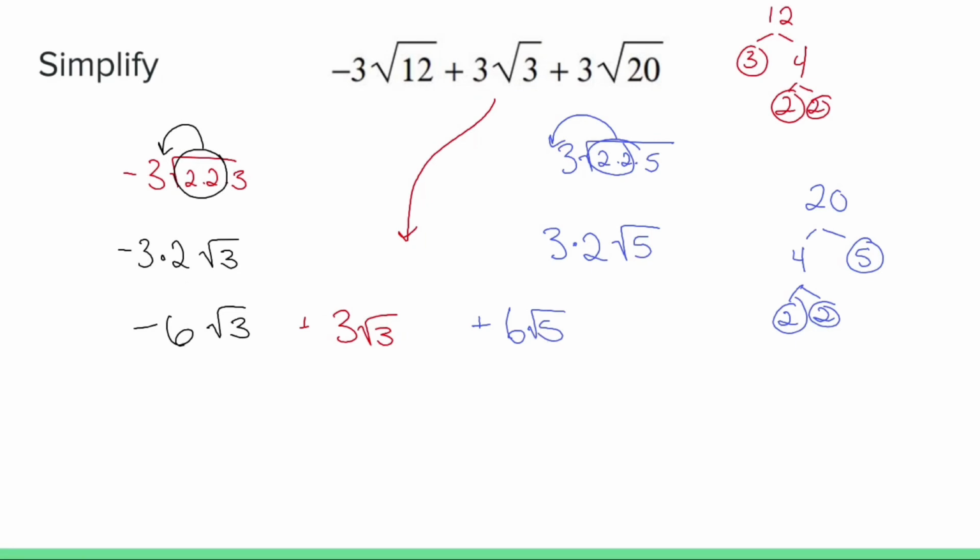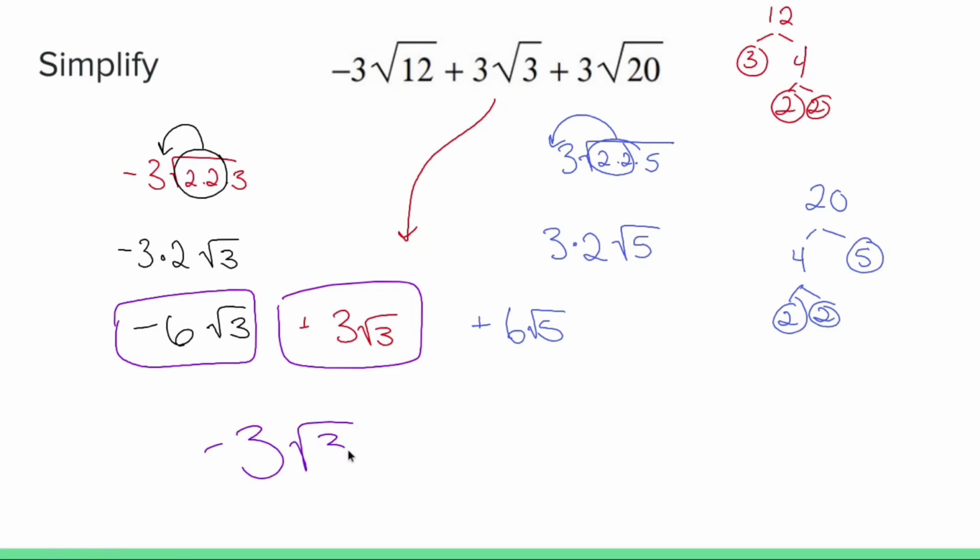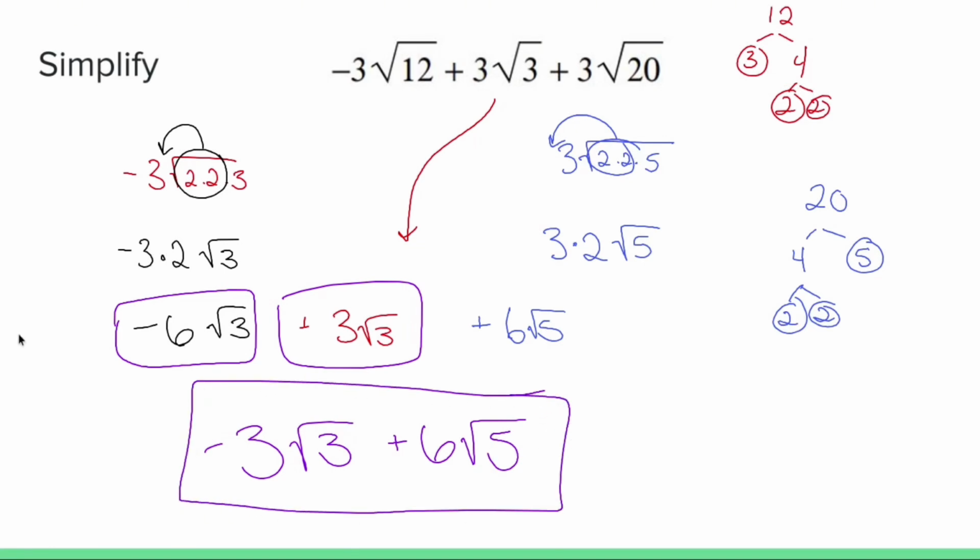Now, if you look at the 3, these two will combine because they're both root 3's. You stand alone. So if I have negative 6 root 3's plus 3 root 3's, that gives me negative 3 root 3's, just like as if you were combining like terms. Okay, and we're going to add 6 root 5. And that's how you do it.